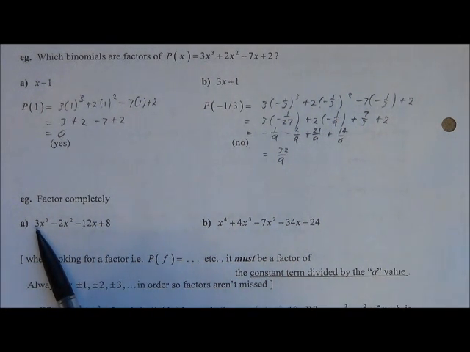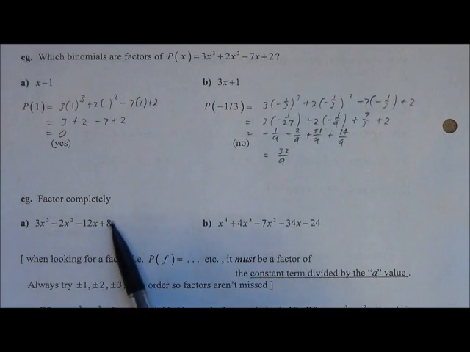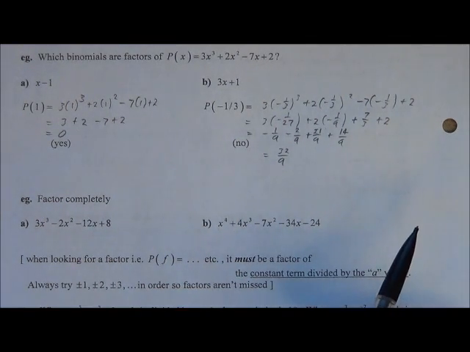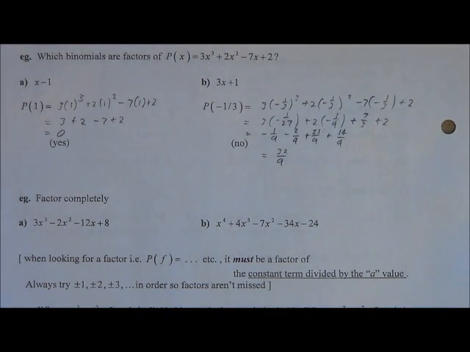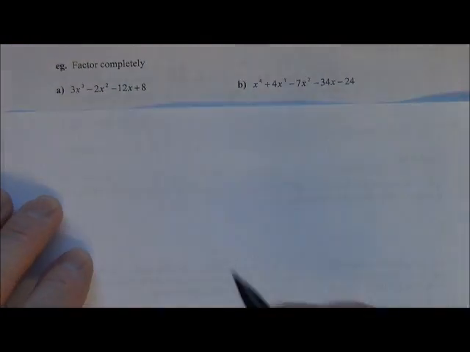If none of those work, then you must do positive and negative 1 divided by 3, then positive and negative 2 divided by 3, then positive and negative 4 divided by 3, to see if this would give you a 0. Okay, generally it won't go that far, but you just have to be prepared just in case you can't get an integer factor.